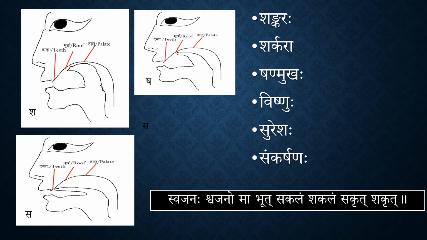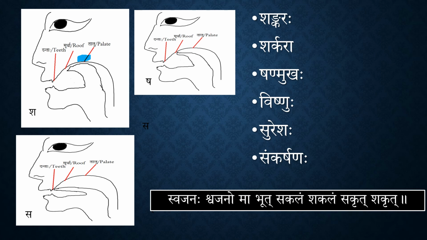Now that we have seen the ways to pronounce the three letters sha, sha, sa, we'll see some examples of how they are used in words. The first is Shankara. Remember that this sha is talavya, produced from the top part here, taking the middle part of the tongue near that and pushing the air out: Shankara. Similarly, Sharkara, which means sugar.